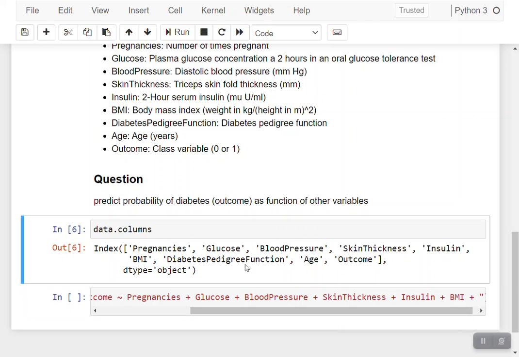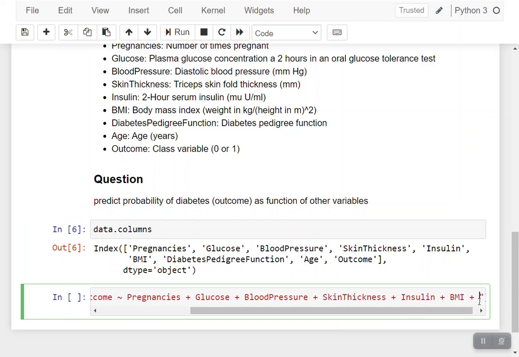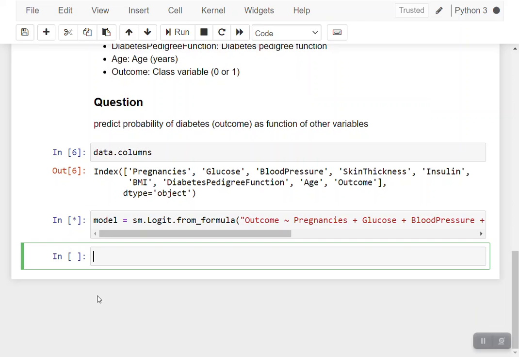I'm gonna put diabetes pedigree function, age, and obviously outcome is the outcome. I'm not gonna put outcome here. Let's not forget that we need to pass in the data we are using, so data equals data here. This whole thing is going to be our model, so I'm gonna store this into a variable called model. And if there are no errors, I should be able to run this code without issues.